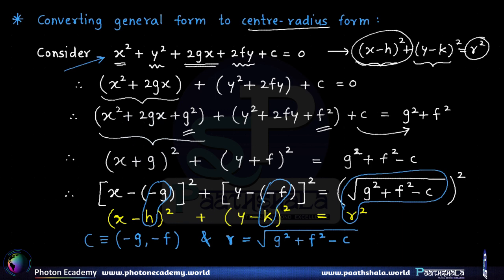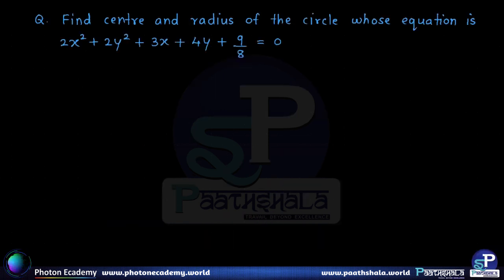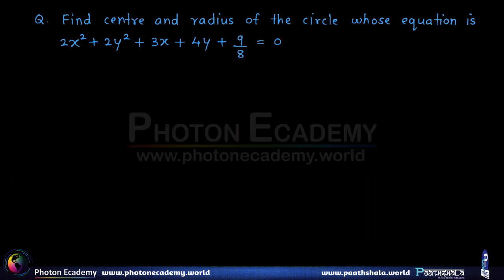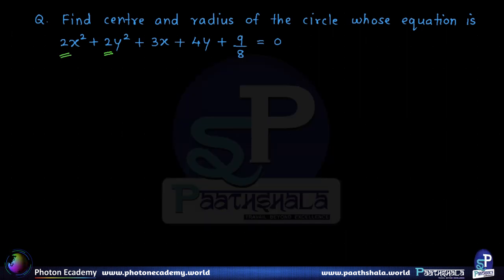Alright, now let us solve one example based on this. Find the center and radius of the circle whose equation is 2x square plus 2y square plus 3x plus 4y plus 9 by 8 equal to 0. Now we have to convert the given equation in the general form so that we can find out the center and radius. But for that we have to divide throughout by 2, because as we see the coefficients of x square and y square are both 2, and we want both of them to be 1.